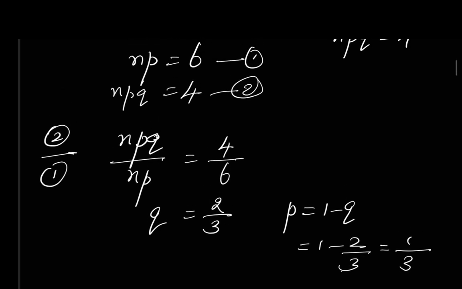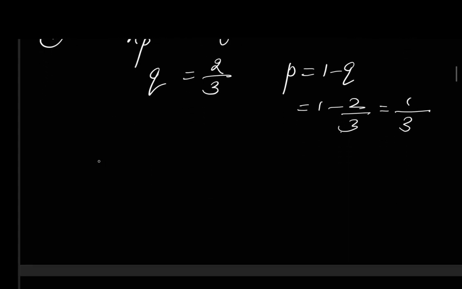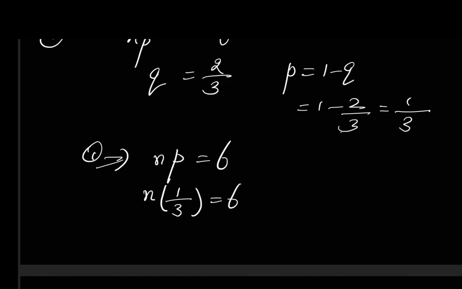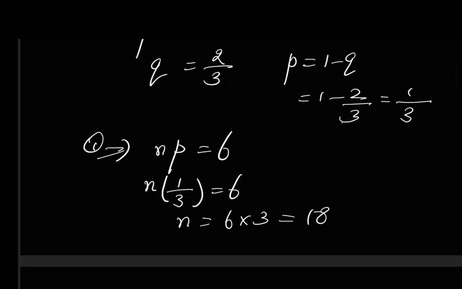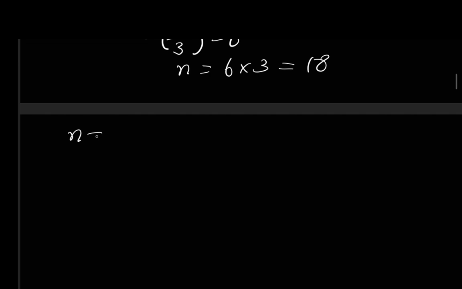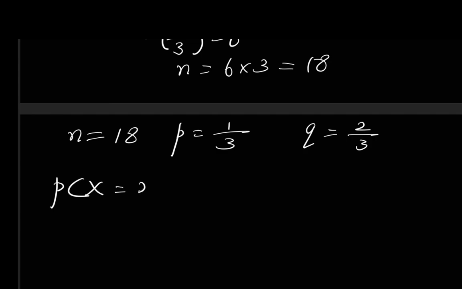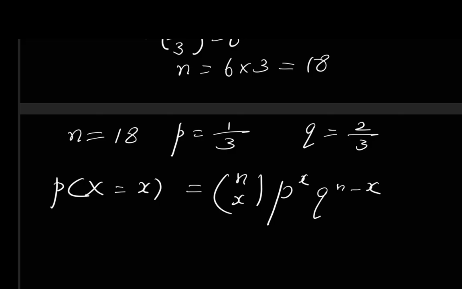And what about the N value? The first equation gives NP equal to 6. So N into P, which is 1 by 3, is equal to 6. So N equals 6 into 3, and 6 threes are 18. So we have N as 18, P as 1 by 3, Q as 2 by 3. Let me write the binomial distribution: P of x equal to NCx, P power x, Q power n minus x.